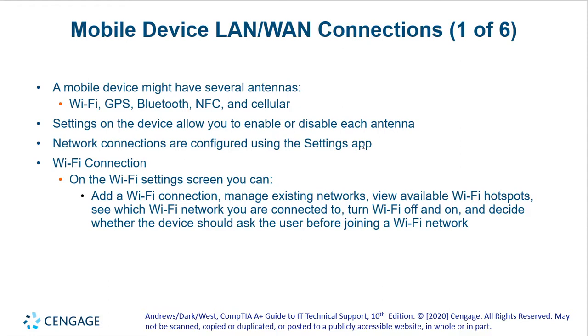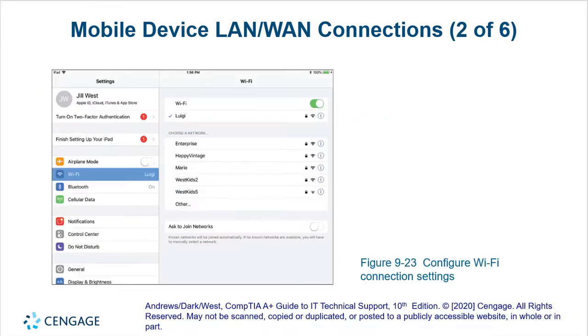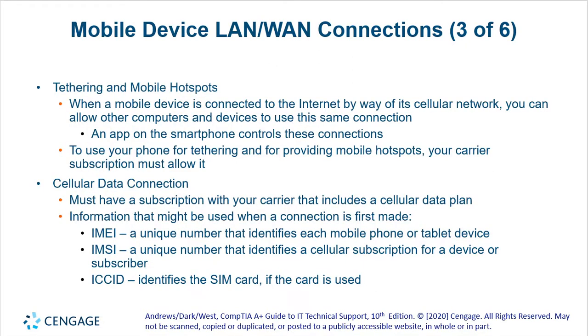So your network settings are in the settings app, and you can configure your Wi-Fi that way if it doesn't pop up. Let's see. Here's our settings. We can see the Wi-Fi, and this one's connected to Luigi, and we can choose a different network if we wanted a different network. So we can go through it that way to connect to the network.